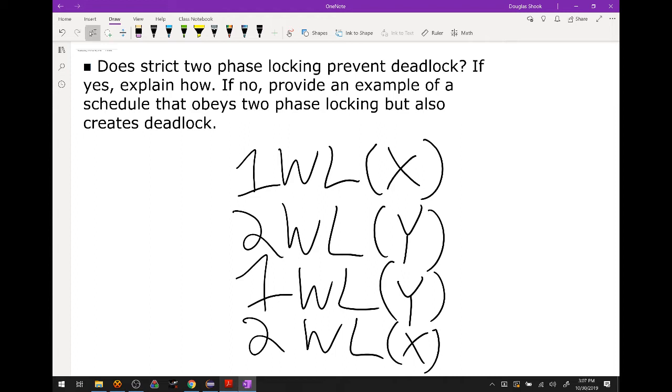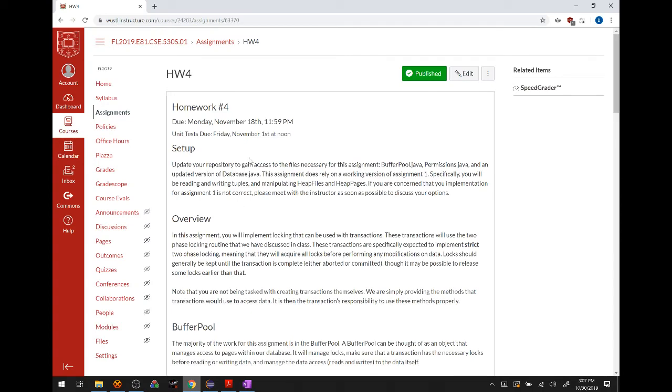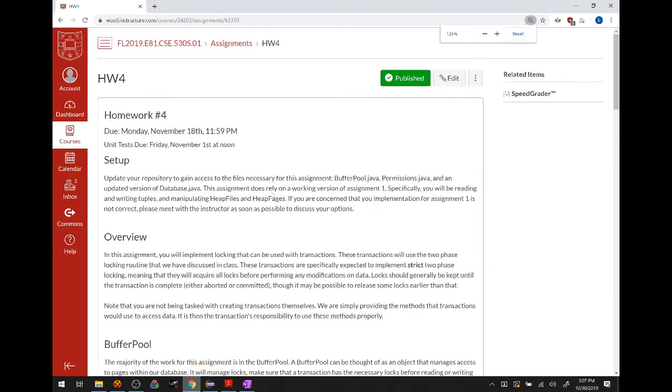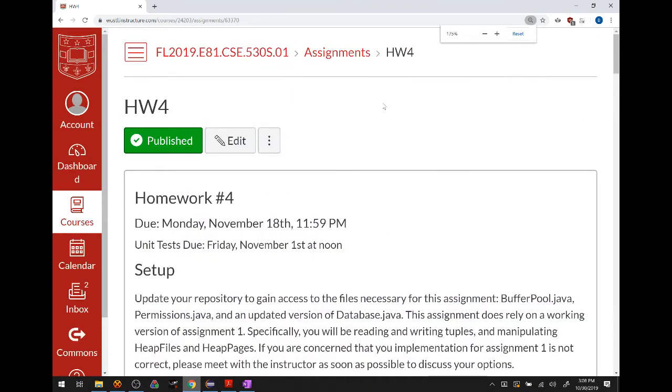Okay, so I've said it a couple times. Hopefully you have come to the realization that homework 4 is directly related to locking. That's what we're going to be working with on homework 4. So let's pull up homework 4 and take a peek at what we've got going on there. It's due a little over 2 weeks from now, so you've got a big chunk of time.